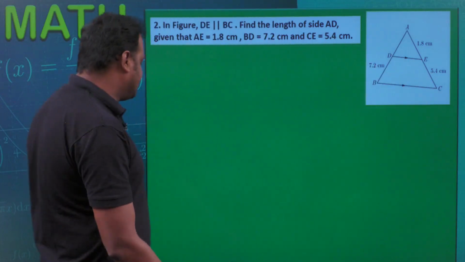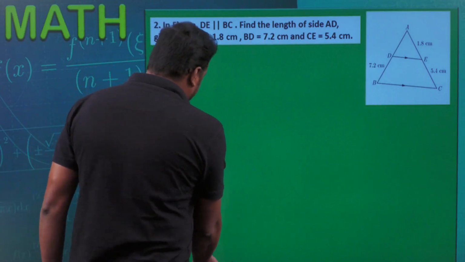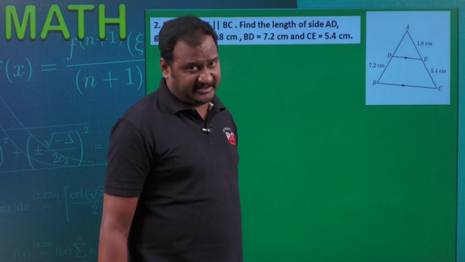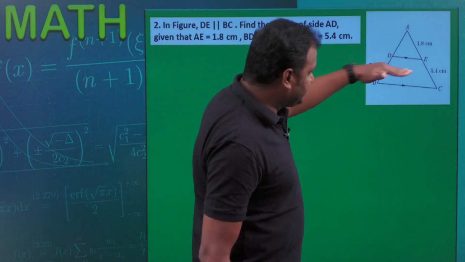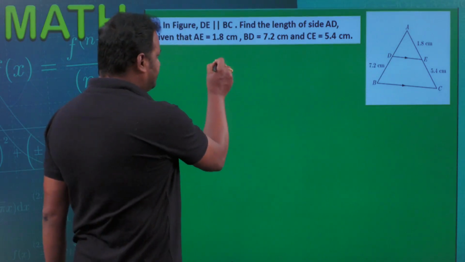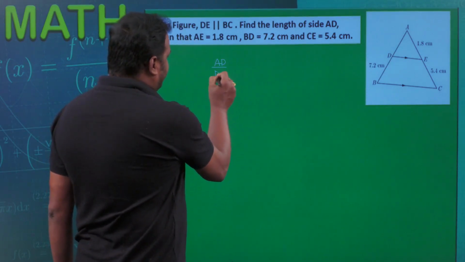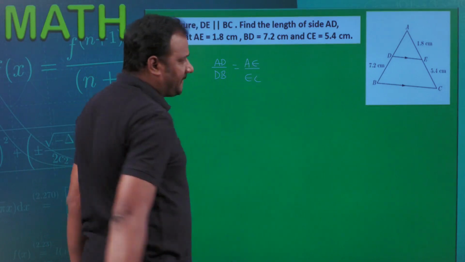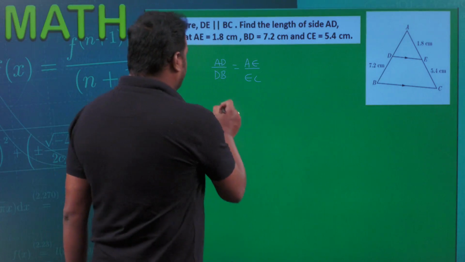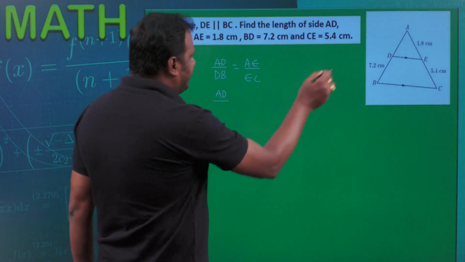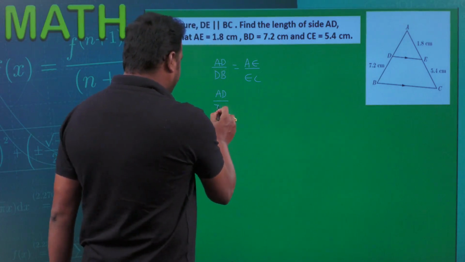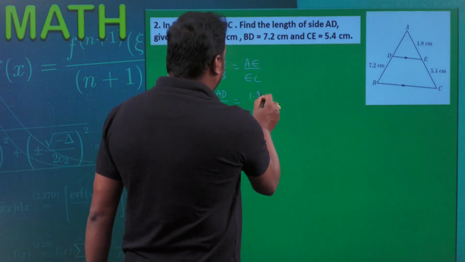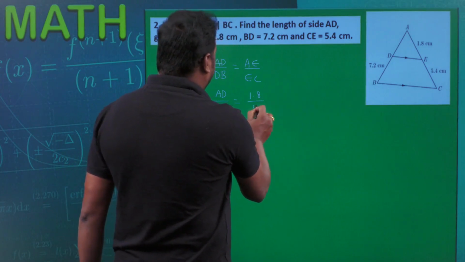If a line is drawn parallel to one side of a triangle, then it divides the other two sides in the same ratio. That is what? Basic proportionality theorem. Then DE is parallel to BC. We can say that AD by DB is equal to AE by EC by basic proportionality theorem. We do not know what AD is. Divided by DB. What is DB here? DB is 7.2, equal to AE, which is 1.8, divided by EC, which is 5.4.